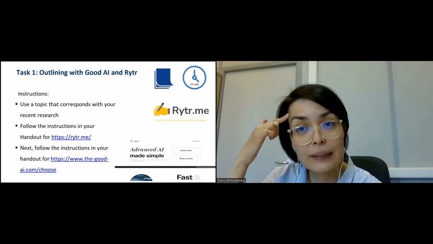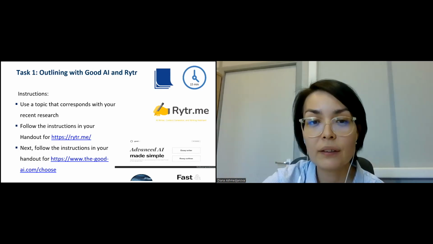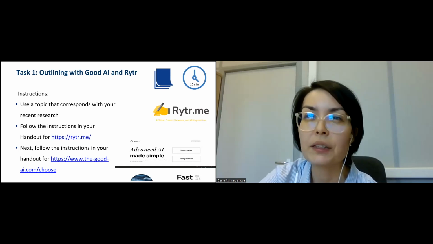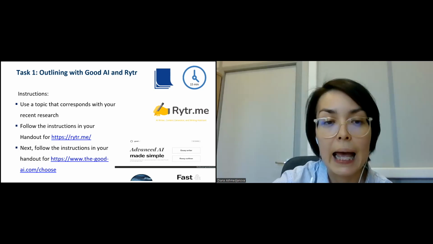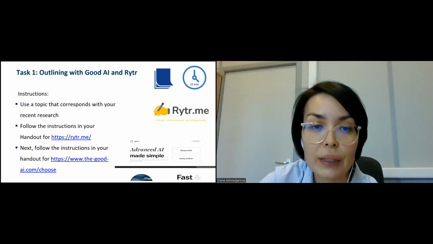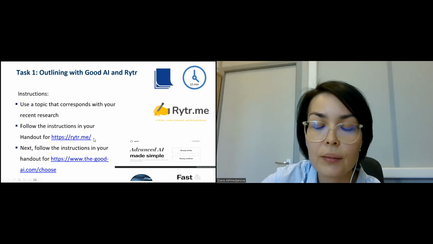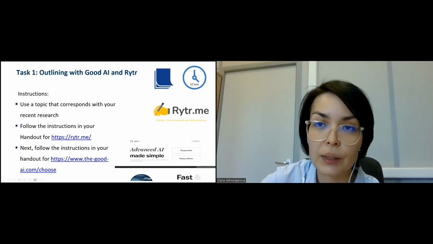And here's our first task. First of all, you need to think about a topic that corresponds with your recent research or the research topic that you know the most. Okay, and then I want you to follow the instructions in your handout first for Rytr. I think there you will need to create your own account, but it's very easy. And only after that, move on to the Good AI.